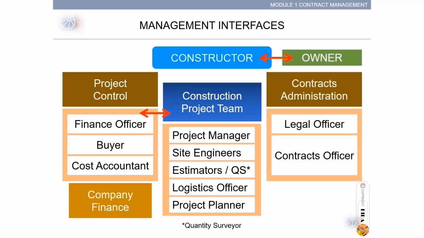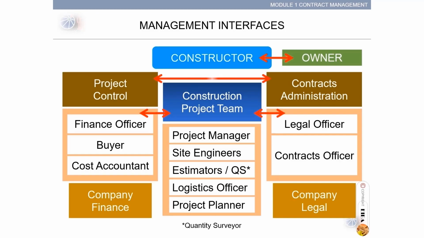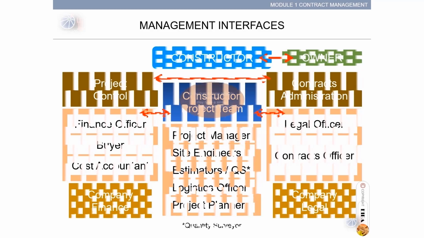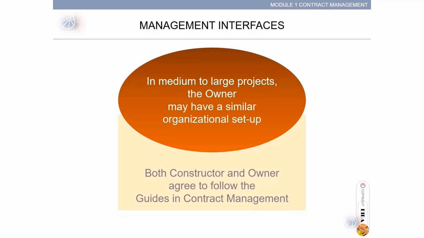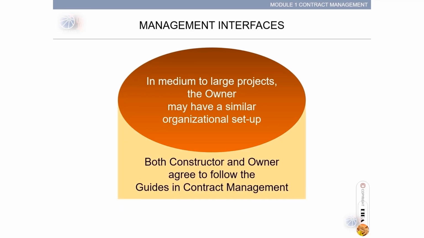Another team, contract administration, has legal officer, contracts officer, and usually this is supported by company legal. The construction project team interfaces with contract administration. Contract administration interfaces with project control. In medium to large projects, the owner may have a similar organizational setup. Both constructor and owner agree to follow the guides in contract management.